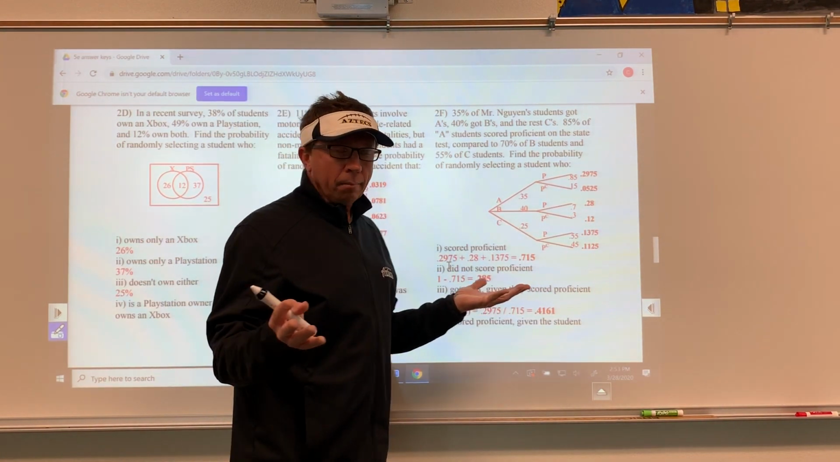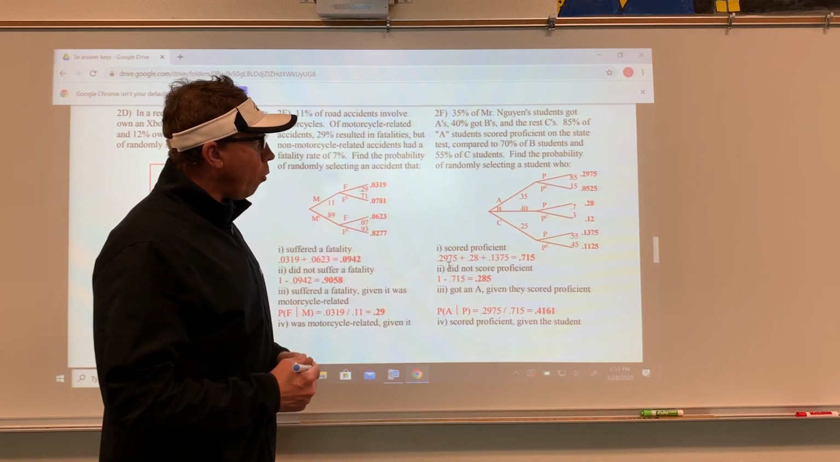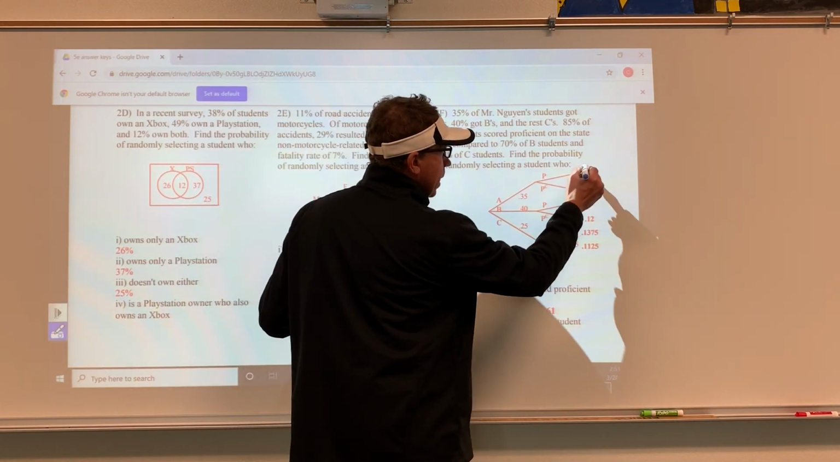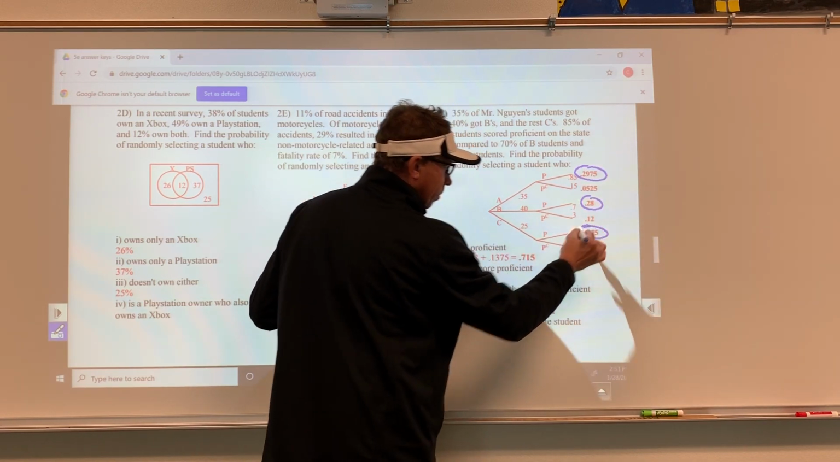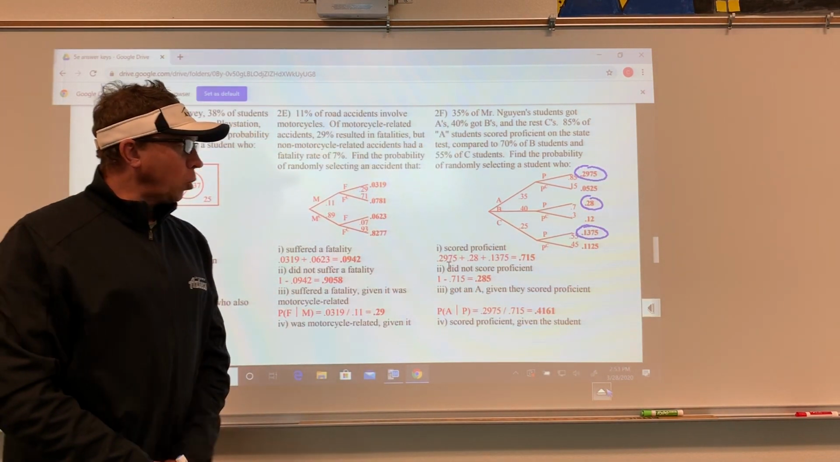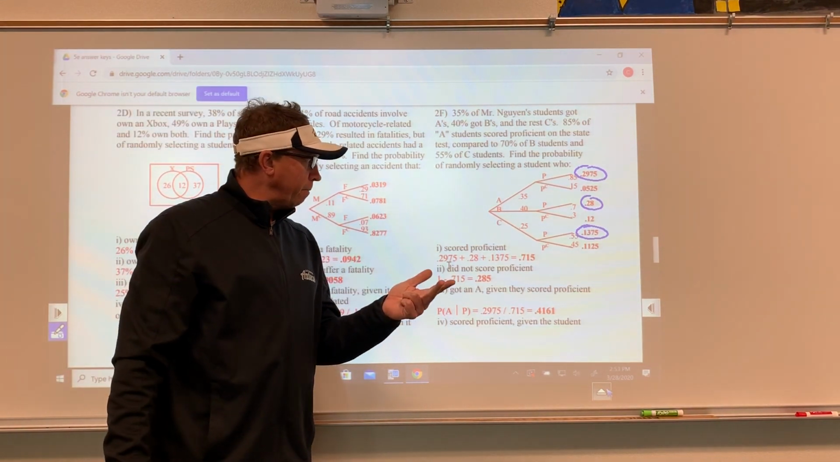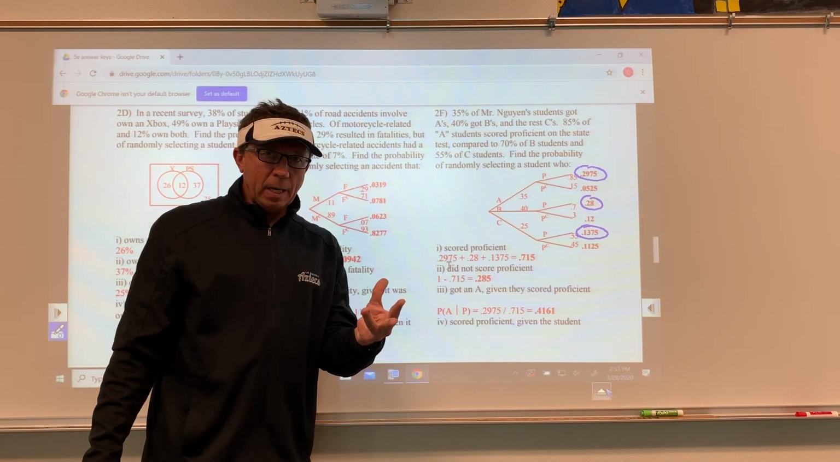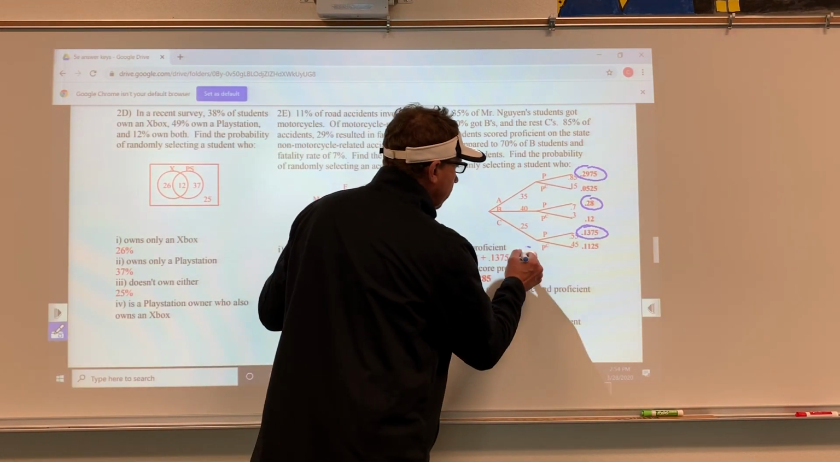So, first question, scored proficient. Well, scoring proficient is going to be this branch, and this branch. There are 3 ways to score proficient: getting an A and being proficient, getting a B and being proficient, and getting a C and being proficient. And there's your answer for this one.